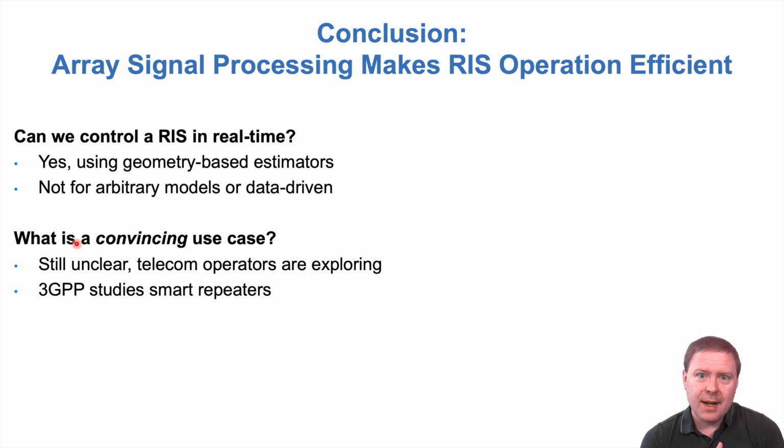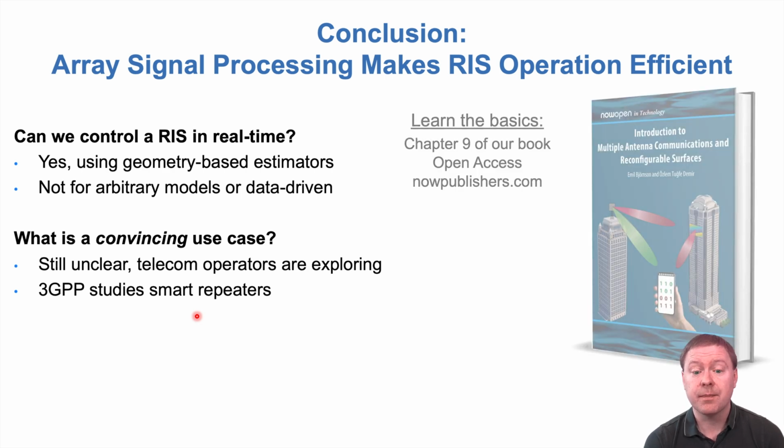And what is then a convincing use case of RIS in practice? That was one of the other questions in our paper a few years ago. And this is still unclear. Telecom operators are exploring this. I think that these relaying kinds of modes and things that can improve your channel rank might be the most important use cases. But 3GPP is currently studying what they call smart repeaters, which is a different name for both RIS and other kinds of repeater technologies that might be utilized in 5G and 6G.